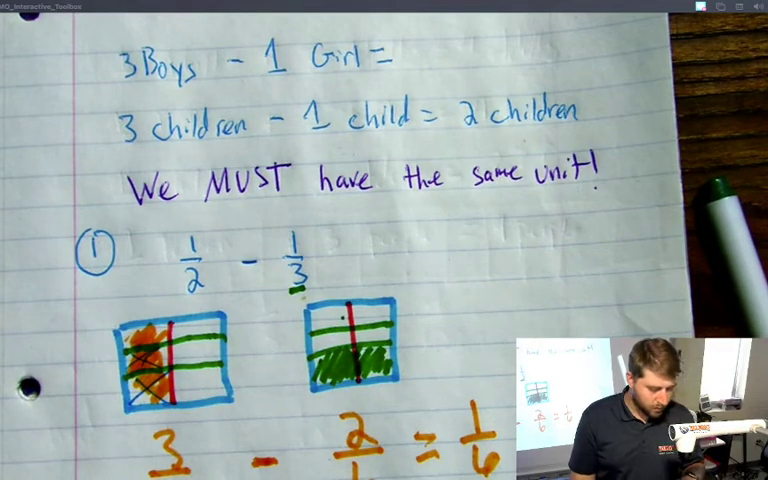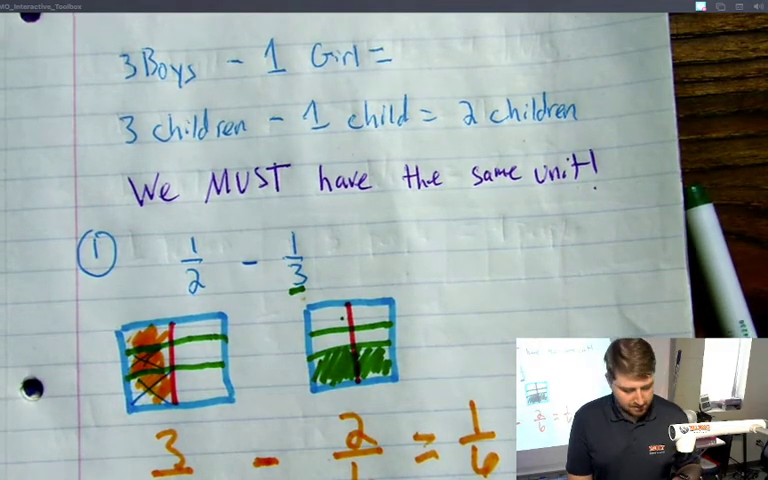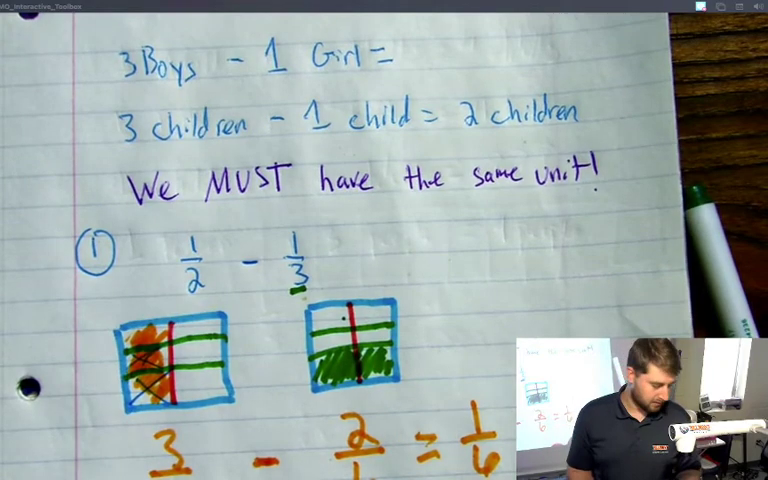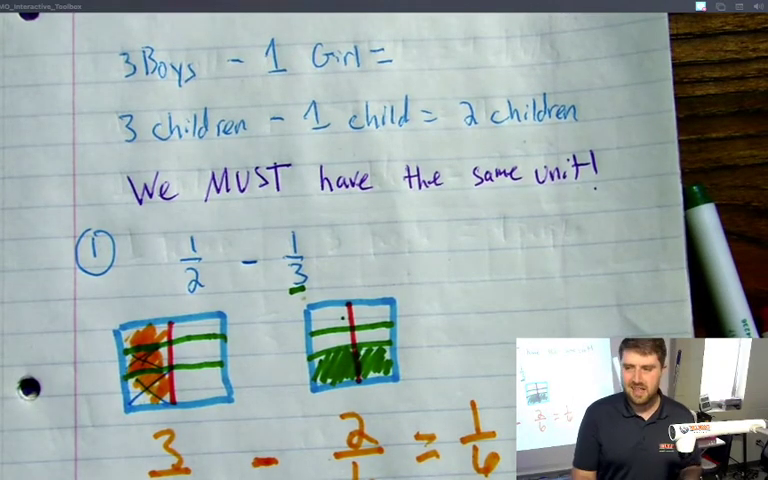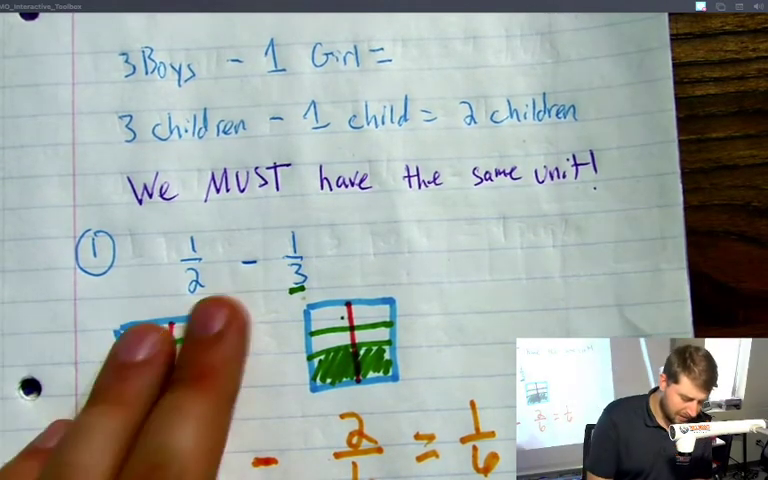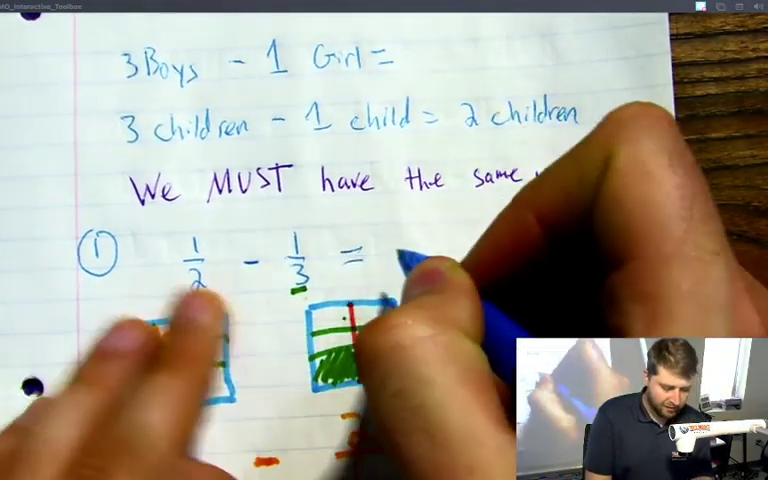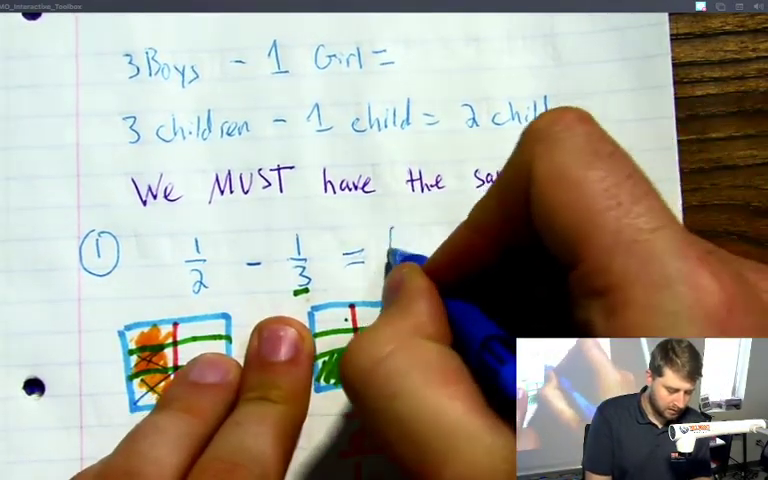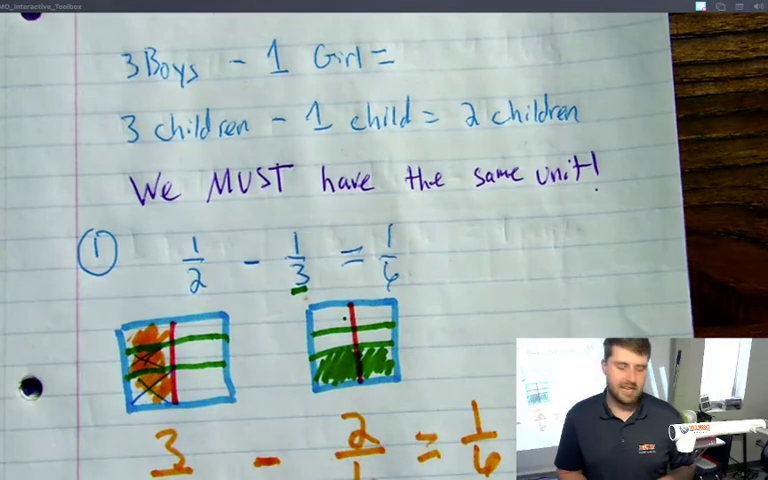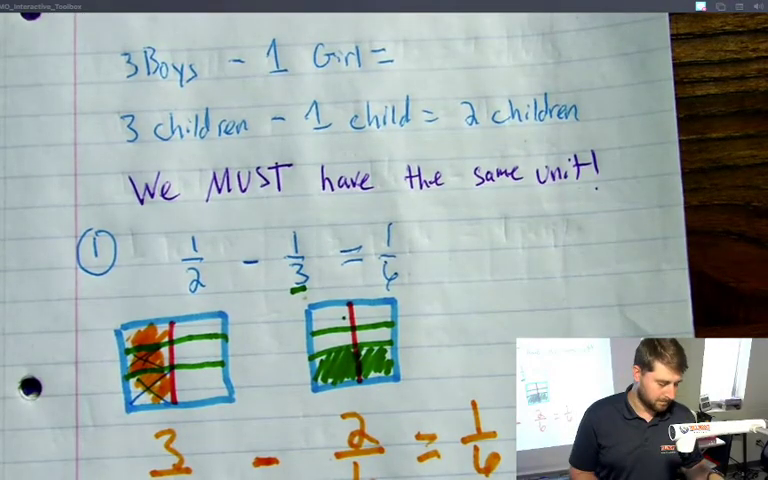So our new equation is 3/6 minus 2/6 equals 1/6. Now how would we say that with unlike units just up here at the top? We would say 1/2 minus 1/3 equals 1/6. Awesome.